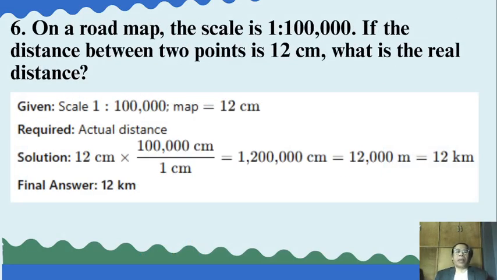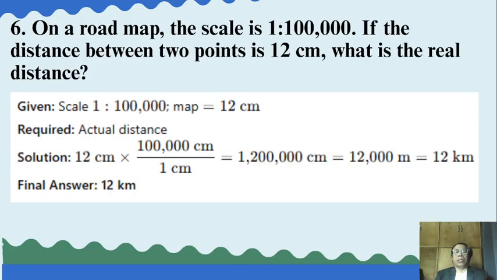Practice problem number 6. On the road map, the scale is 1:100,000. If the distance between 2 points is 12 centimeters, what is the real distance? Given a scale of 1:100,000, and in the map, it measured 12 centimeters.